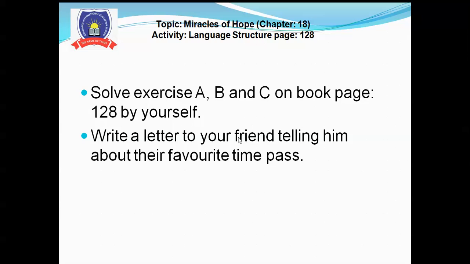Okay, another task is for you. Write a letter to your friend telling him about your favorite pastime. You have written a letter already. Now, taking that pattern in your mind, you have to write a letter to your friend telling him about your favorite pastime.